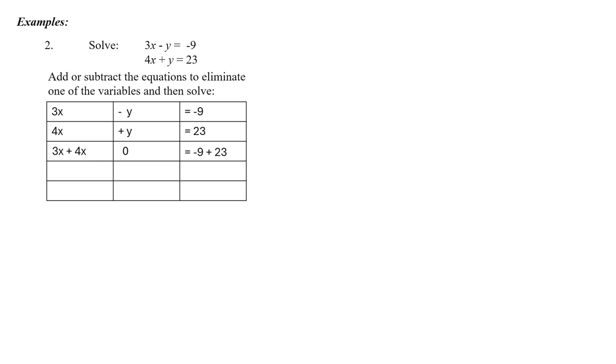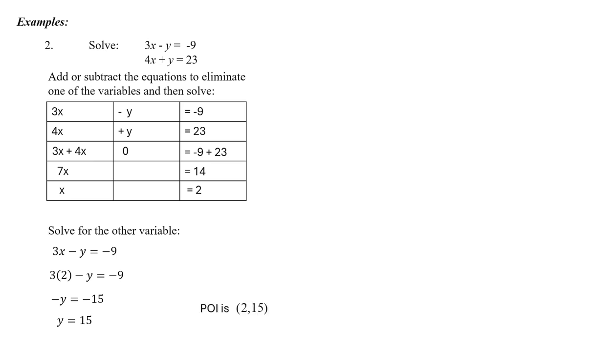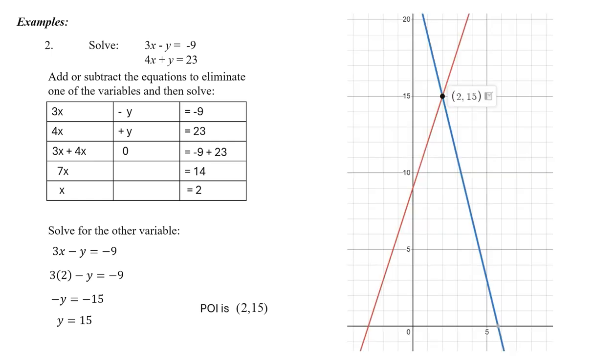Negative 9 plus 23. Further reducing gives us 7x equals 14 for a final value of 2 for x. Once again, solving for the other variable, we'll take that 2, plug it into one of the other equations, in this case 3x minus y equals negative 9. Solving for y, giving us a result of 15 for y. So now we have a point of intersection 2, 15 with the resulting graph.